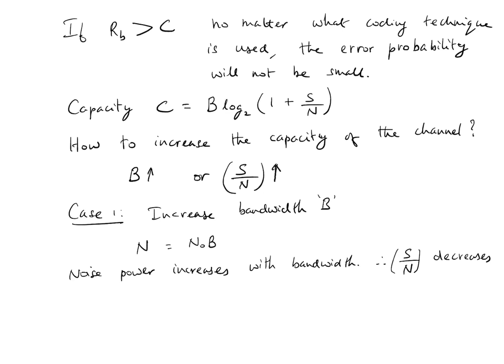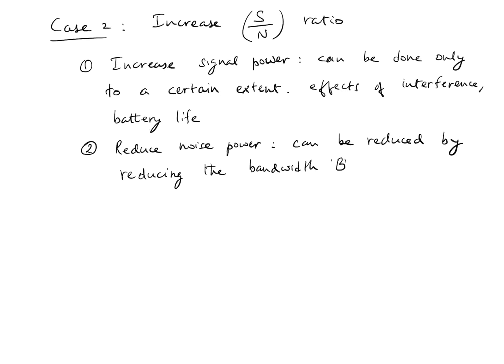So we need to choose the bandwidth and the signal-to-noise ratio depending on the limitations and practical constraints that we have at hand. So by choosing the appropriate value of the bandwidth and an appropriate signal-to-noise ratio, we can have a certain capacity of the channel. So the capacity of the channel then dictates the maximum speed or bit rate at which we can transmit data over the channel.